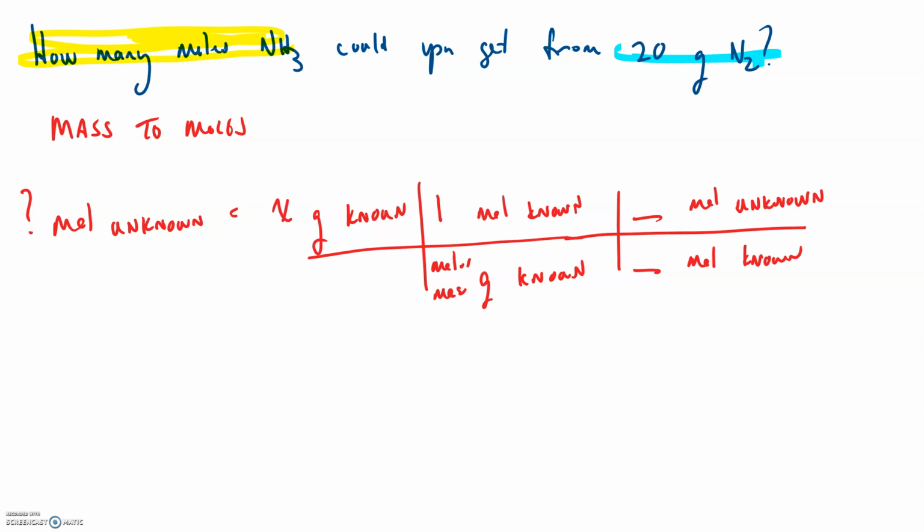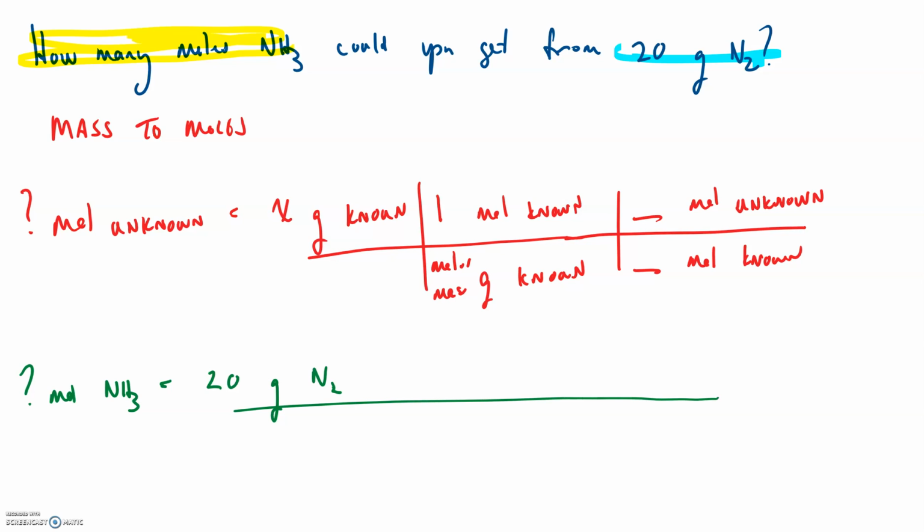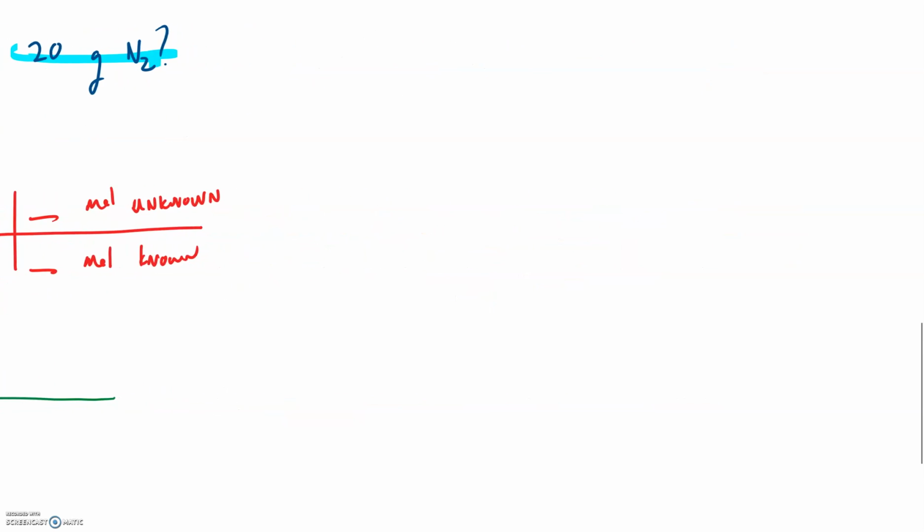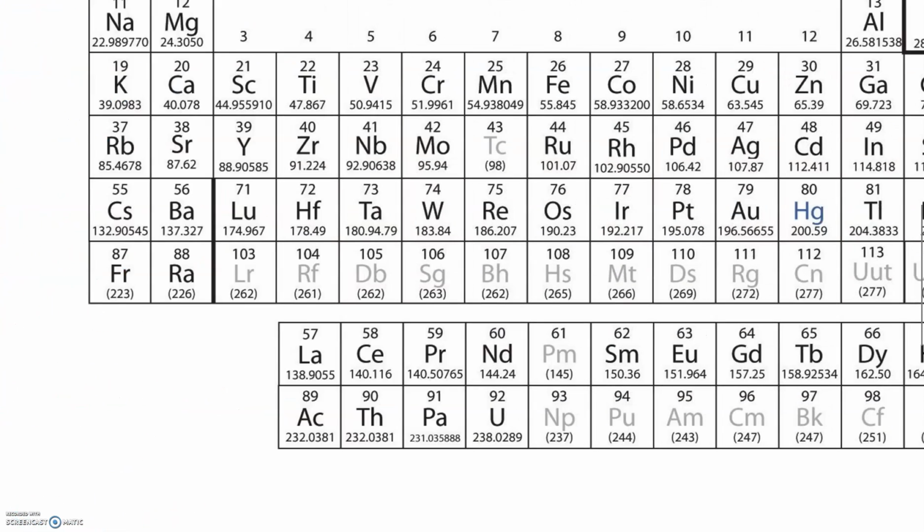How many moles of NH3 could we get from 20 grams of N2? So notice that I'm setting this up just like this template, where I'm starting with my unknown. How many moles of our unknown are the equivalent of our mass of our known? So the first thing that we're going to want to do is find the molar mass. You'll notice I switched periodic tables. That first one didn't have molar mass on it.